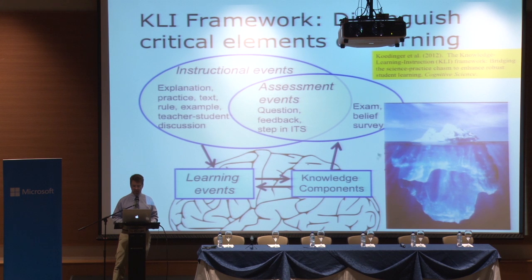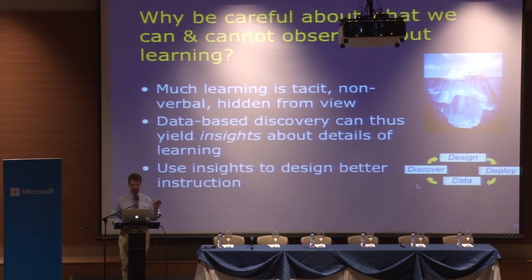So going back to this diagram, what we see above the surface are the things we're doing and the data we're collecting from our assessments, and we're making inferences about what's going on in the brain in terms of learning processes and knowledge components. So why do we want to be careful about making this distinction between what we can and cannot observe about learning?